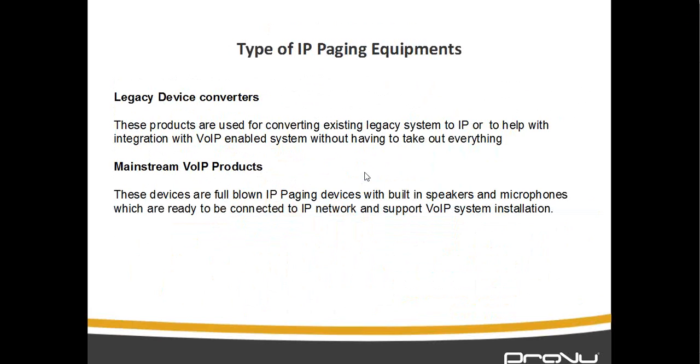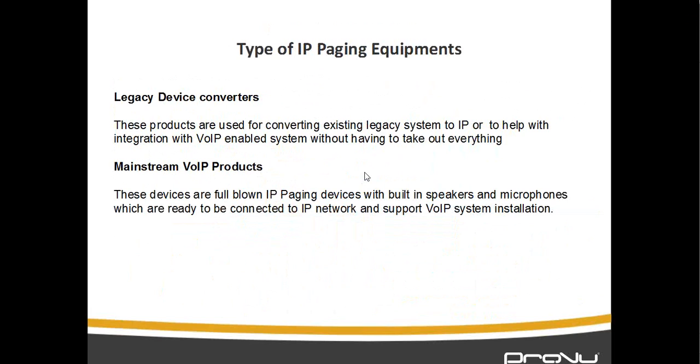Next, we've discussed the IP paging types. Now comes the different equipment available for IP paging. The first one is legacy device converters. If a customer already has amplifiers, background music players, CD tuners, all sorts of different things, then they would probably want to converge that into an IP system. And the way you do that is with a converter.